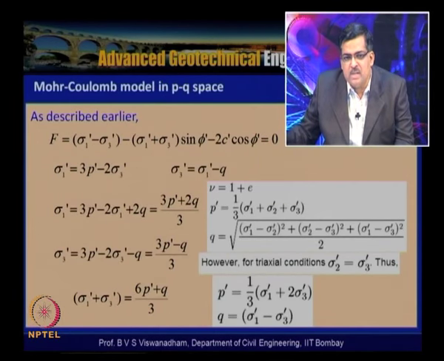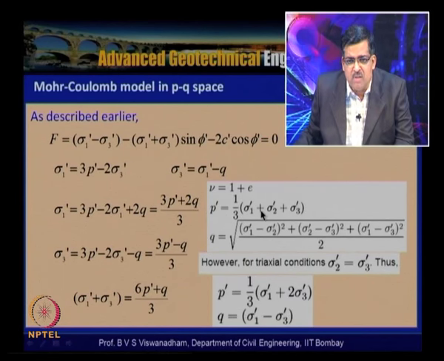So what we have done is that from the alternative way of expressing tau is equal to C plus sigma tan phi, which we have taken, and by using these invariants, P' is equal to 1/3 of sigma 1' plus sigma 2' plus sigma 3', and Q is equal to root over sigma 1' minus sigma 2' whole square plus sigma 2' minus sigma 3' whole square plus sigma 1' minus sigma 3' whole square, by 2. And for triaxial conditions, when you put sigma 2' is equal to sigma 3', we get P' is equal to 1/3 of sigma 1' plus 2 sigma 3', and Q is equal to sigma 1' minus sigma 3'.